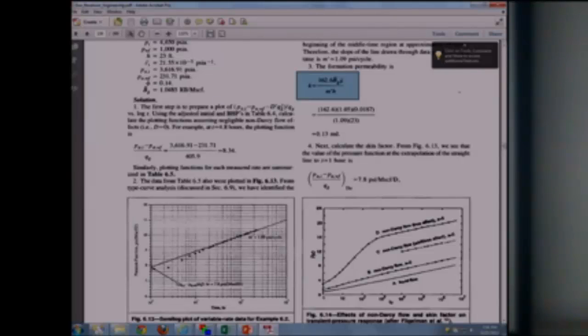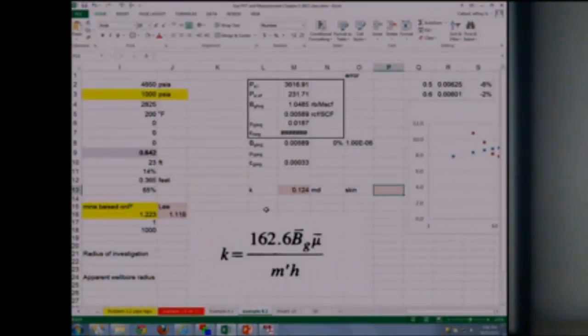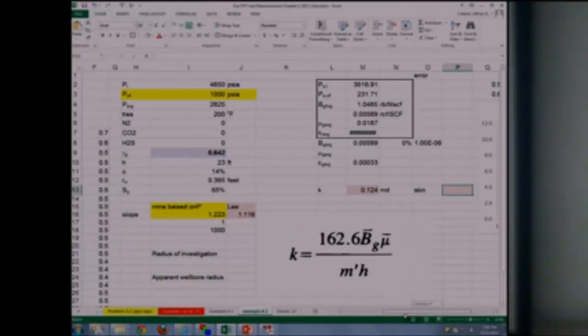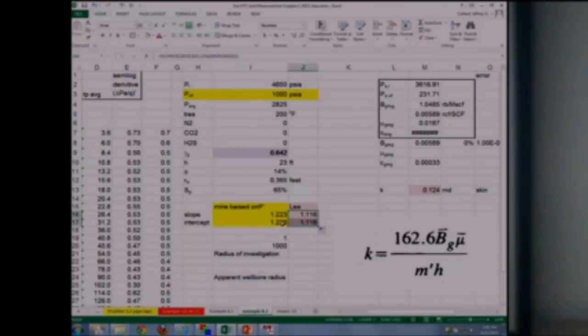We should be able to get this 7.8 psi per MSCF per day as the intercept at t of 1 hour. Okay, so back here I have slope, I also need intercept. I'm not sure why I got these numbers here. And remember, I just like to change the spelling. I'm going to change the spelling from slope to intercept.